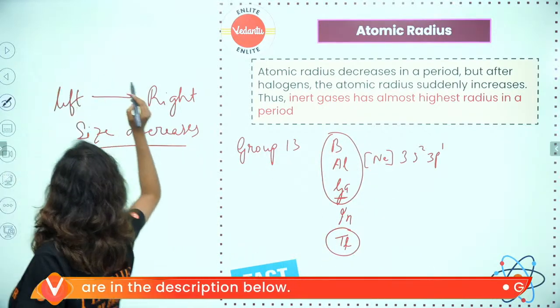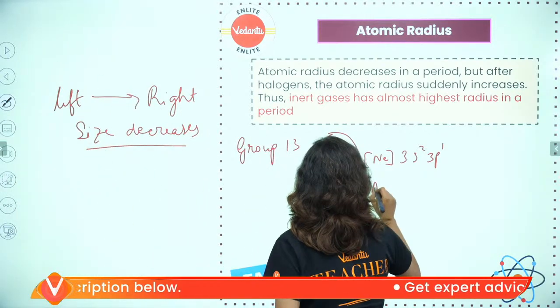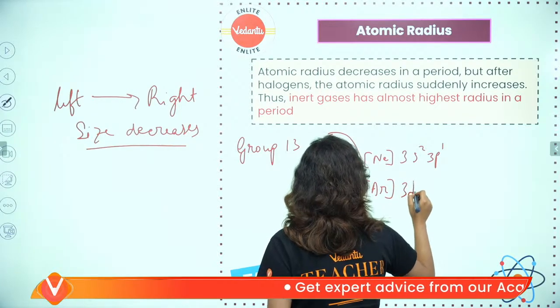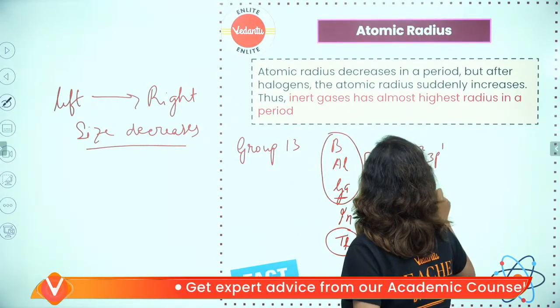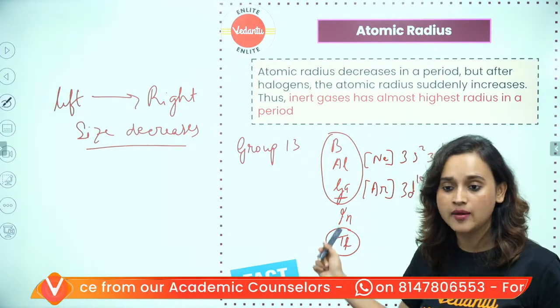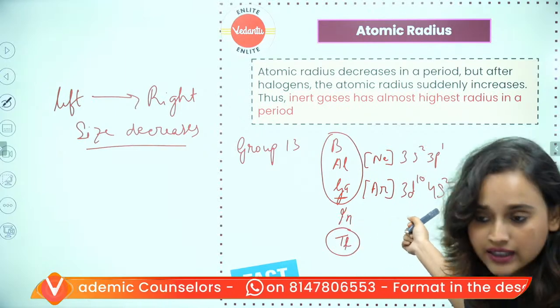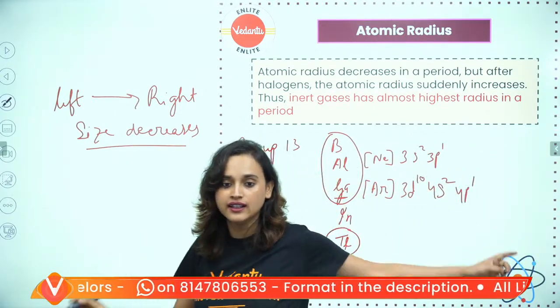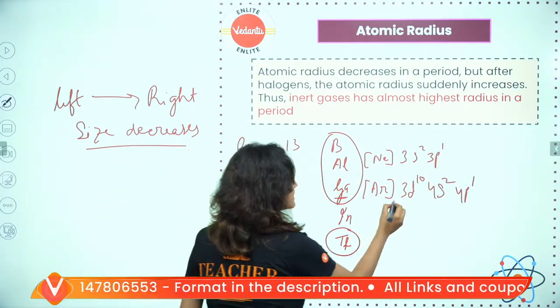For this, I will have to write, see, 1 second. Here, let me write it down here. For this, it will be argon 3d10 4s2 4p1. Correct? Am I right here, everyone? Is this correct, everybody? Now take a look at this 3d here.